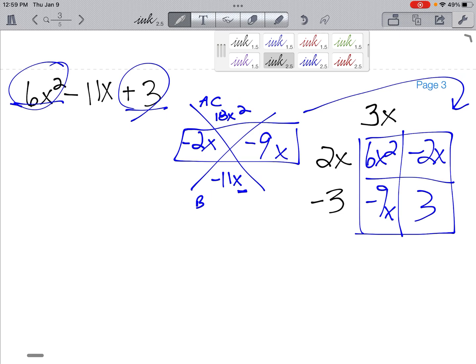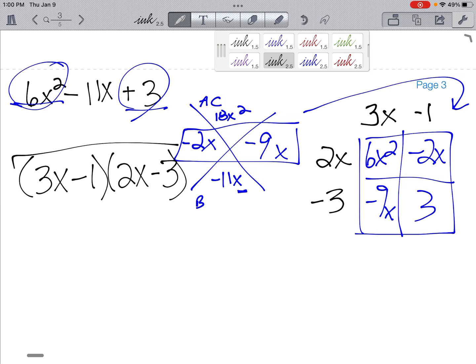So now let's move on to the second column. We have a negative 2x and a 3. The only thing 2 and 3 have in common is 1. And since that first box again is negative, we're making it a negative 1. So now we have finished factoring. It is 3x minus 1, 2x minus 3. This is our solution. This is the factored form of that trinomial.